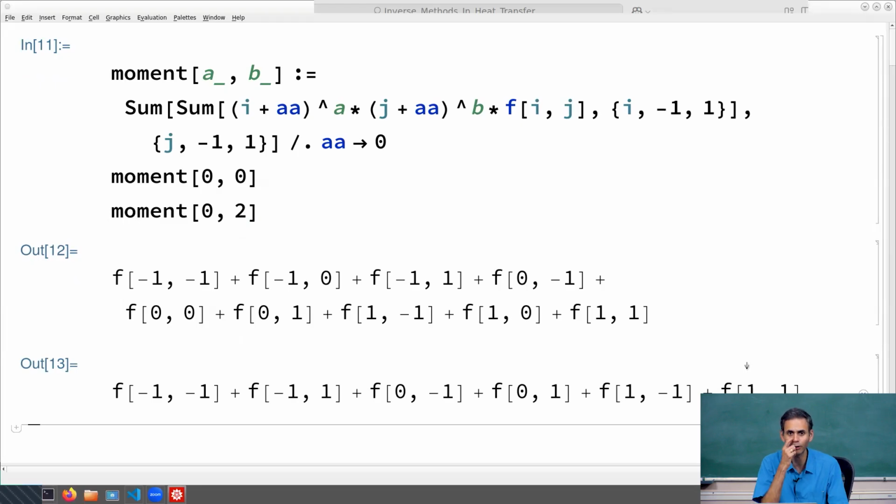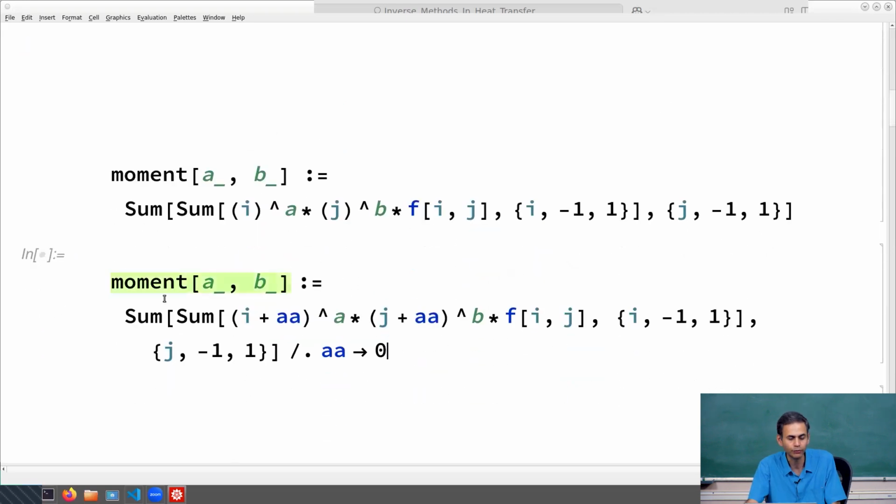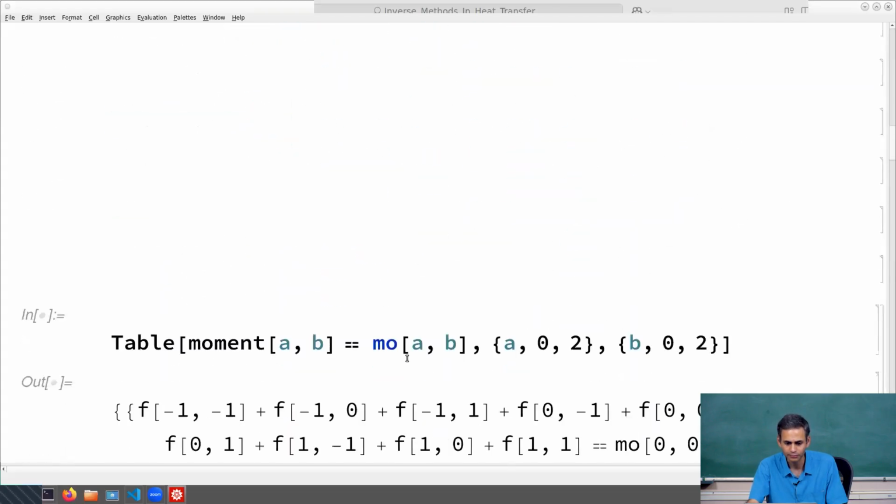Is everybody following me? Questions on this? This is exactly what I have shown now, right? We have defined moment equals sum of I to the power a, j to the power b, fij. That's all we have done, okay? So we have done till here.